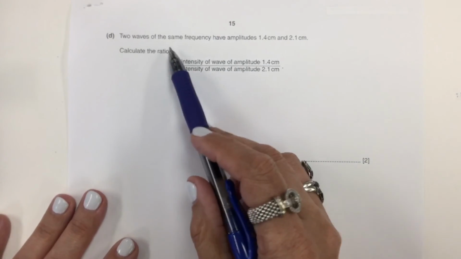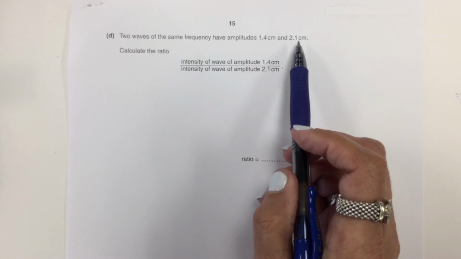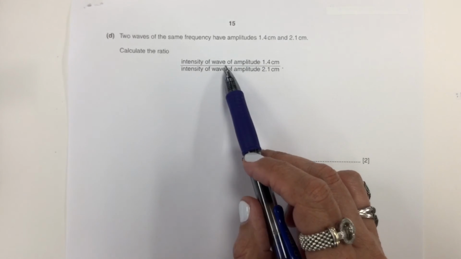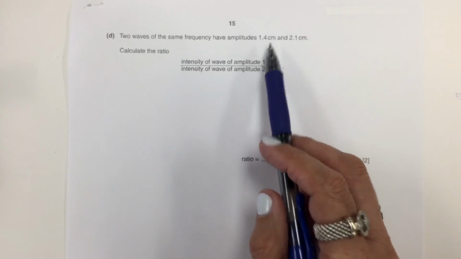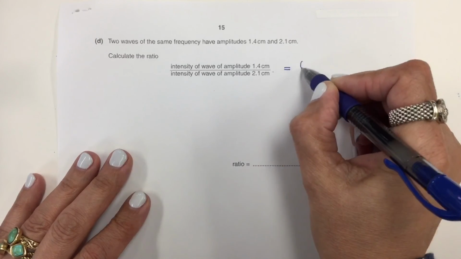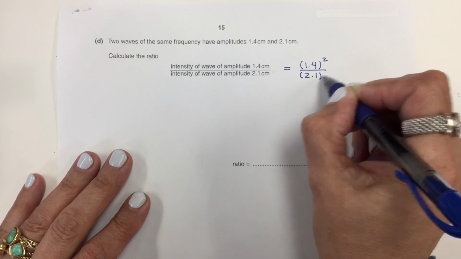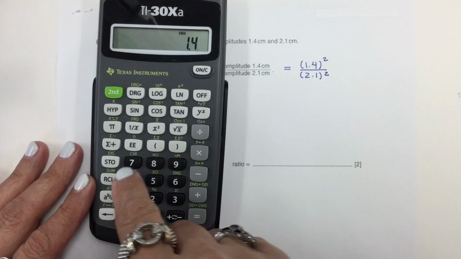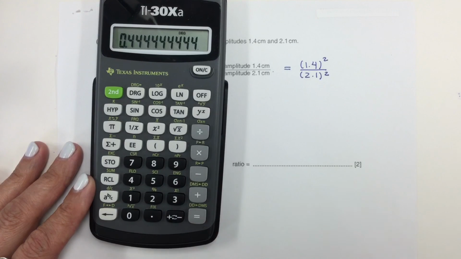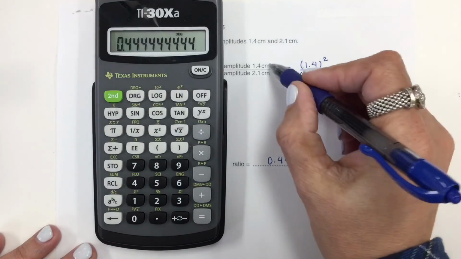Question D. Two waves at the same frequency have amplitudes 1.4 centimeter and 2.1 centimeter. Calculate the ratio of the intensity of each wave by the given amplitude. So the intensity is proportional to the amplitude squared. 1.4 squared divided by 2.1 squared equals 0.4. No units, they cancel.